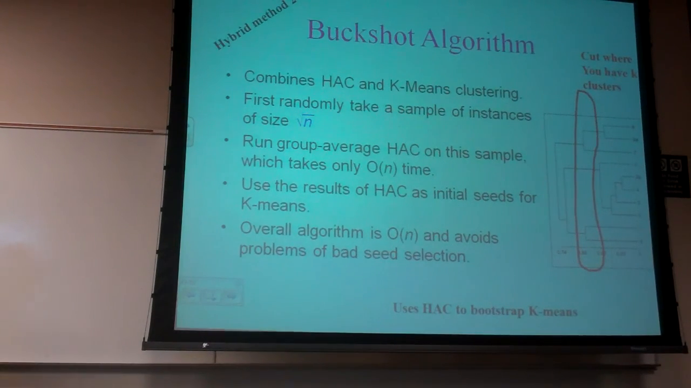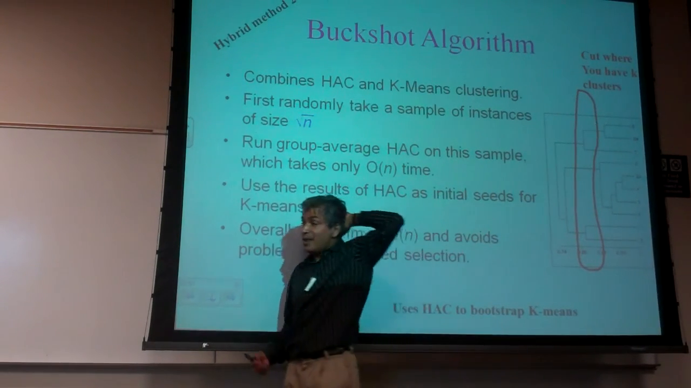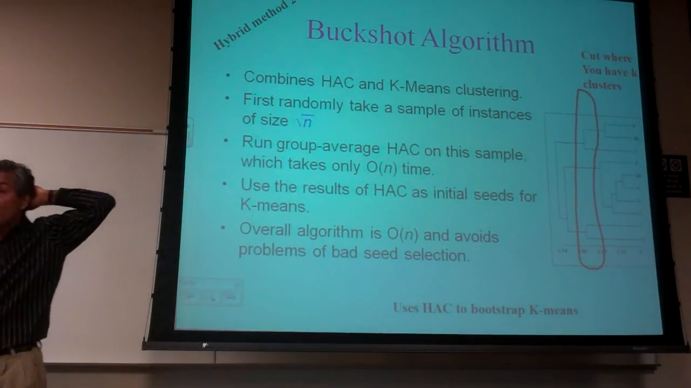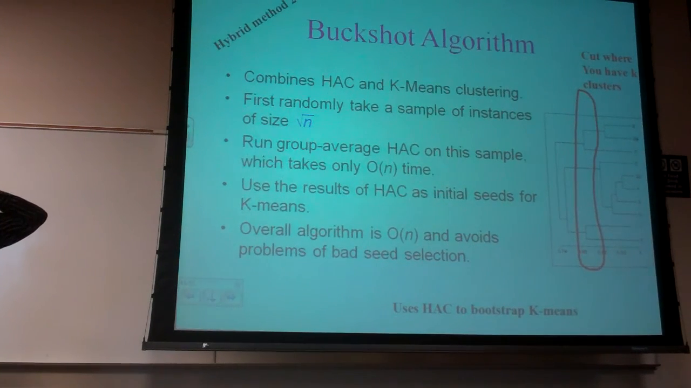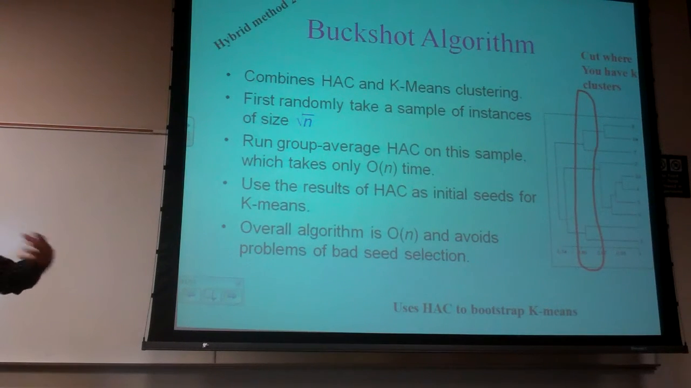And you don't want to run hierarchical agglomerative clustering on the whole thing because it will take n squared time. And you don't want to run just k-means, because you don't know what the best initial seeds to start with are, even if I know k. So you're sort of using both together.